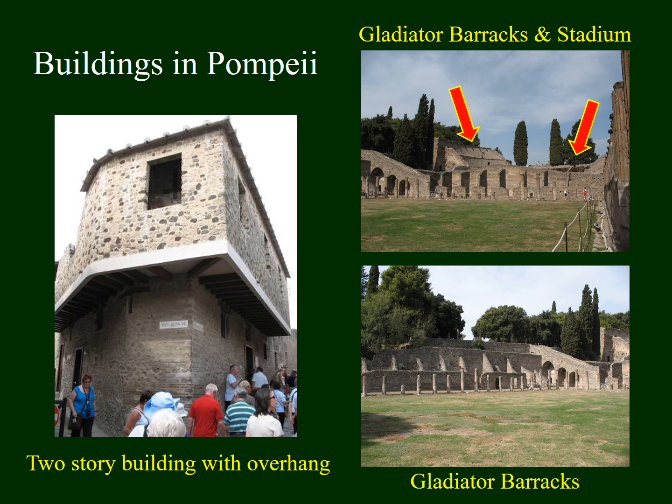On the right, we see gladiator barracks and a stadium. There was a gladiator school that was located in Pompeii, and they also had a variety of events that the public could attend. And so you can see some of that there.